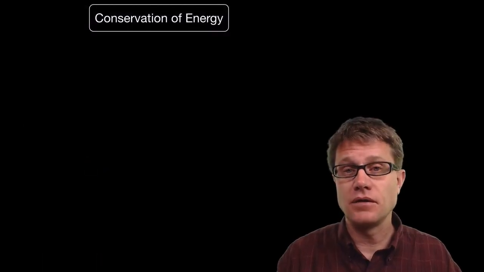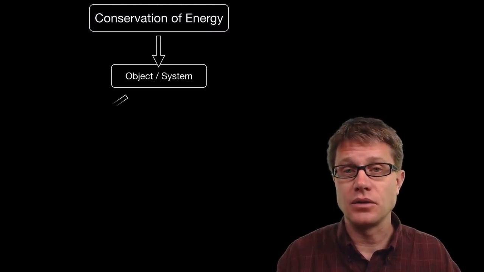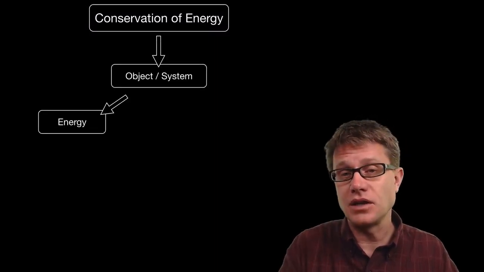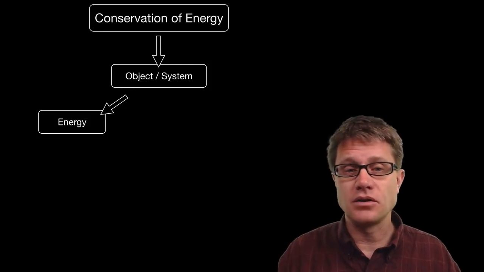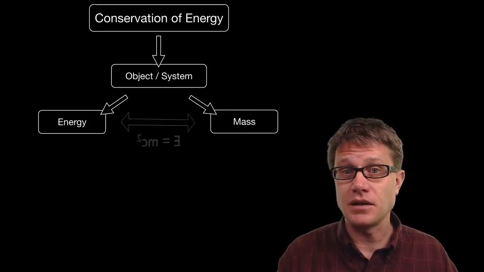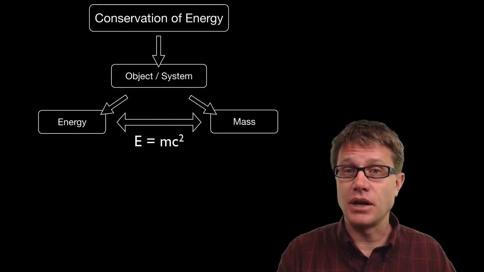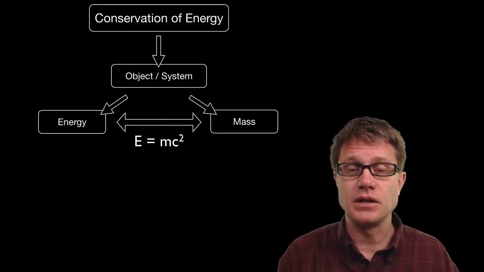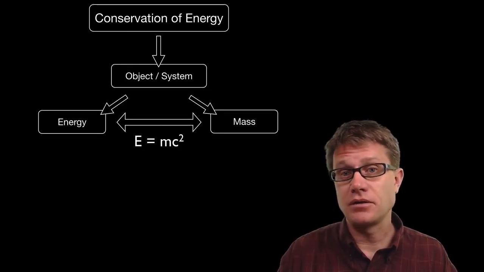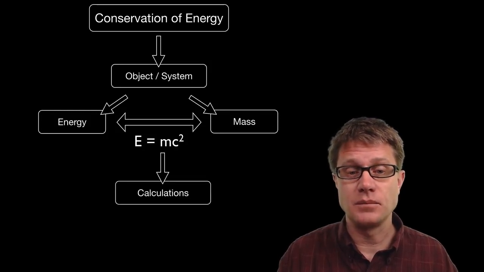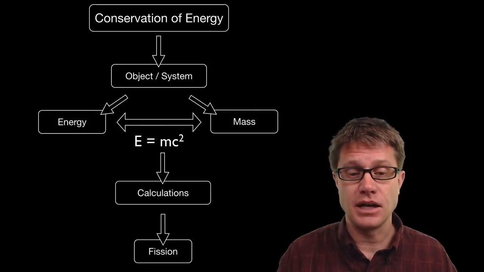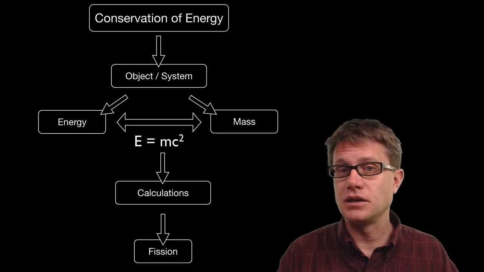And so the conservation of energy always occurs in an object or a system over time. The energy stays the same. But remember, any object or system is going to have matter, which has mass, and that can be converted into energy and back again using E equals mc squared. So in this video, I'm going to show you how to calculate the amount of energy that comes from mass in an interaction like that. And the example we'll give is fission.